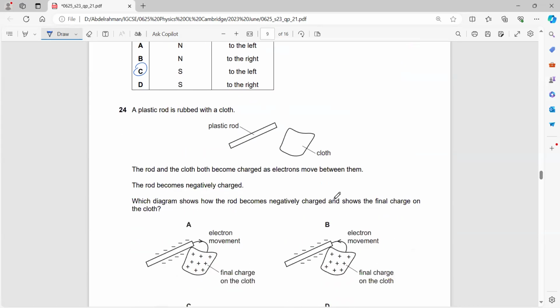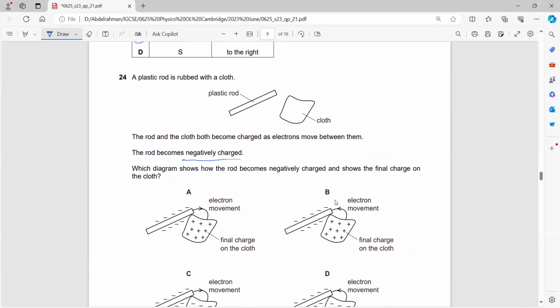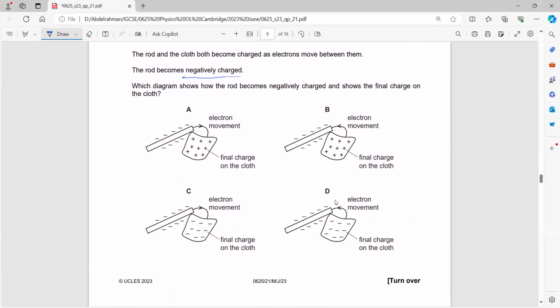I have a plastic rod and a cloth. The rod becomes negatively charged, meaning that it gains electrons. From where does it gain these electrons? It gains the electrons from the cloth. So the cloth becomes positively charged. This is the only case which would be right.